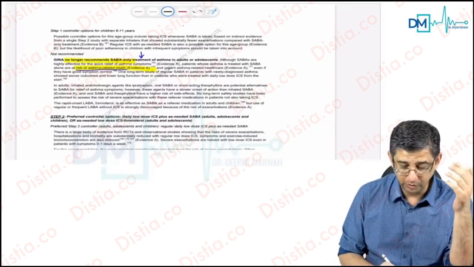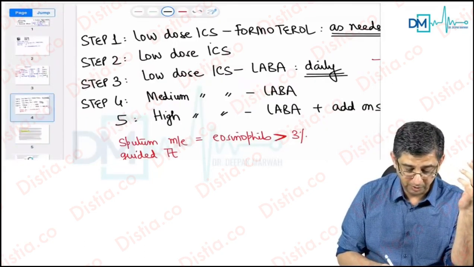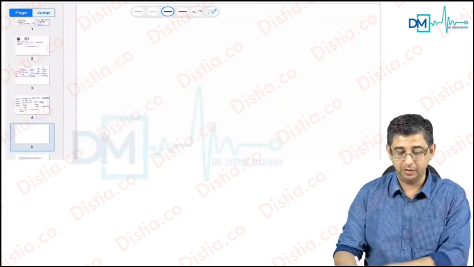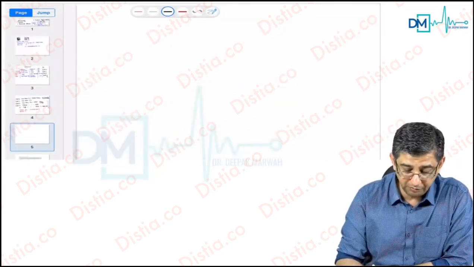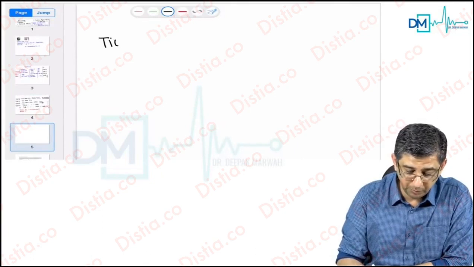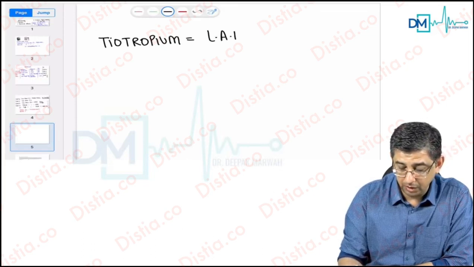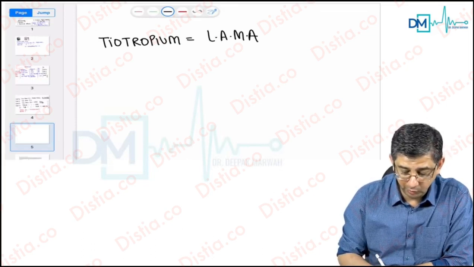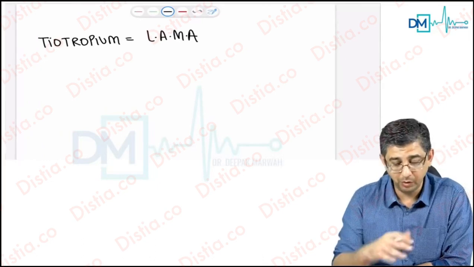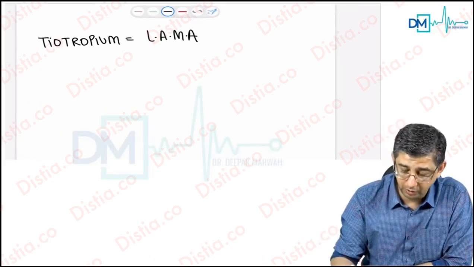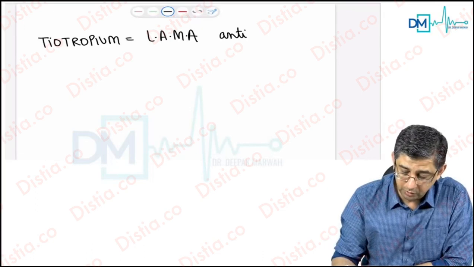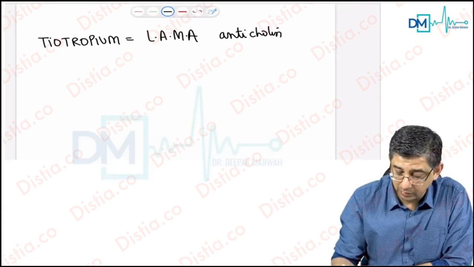I'll use a different slide to explain the add-ons, which are again important from a pharmacological perspective. The first add-on to be remembered is tiotropium. This is a LAMA, a long-acting muscarinic agent that will reduce the bronchospasm, because bronchospasm is cholinergic and this is an anticholinergic molecule. So it will neutralize the bronchospasm of the patient.